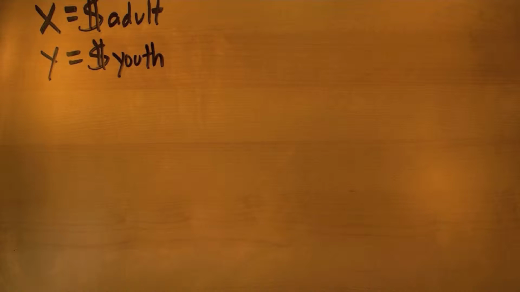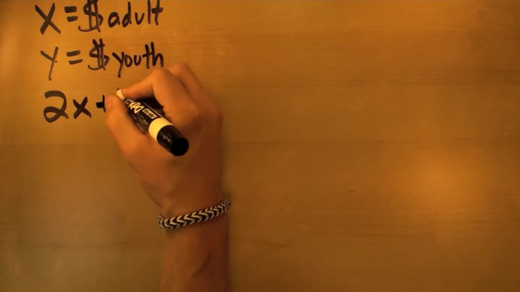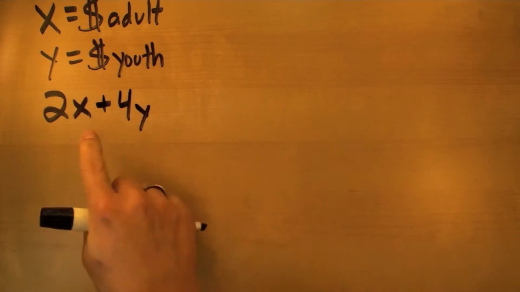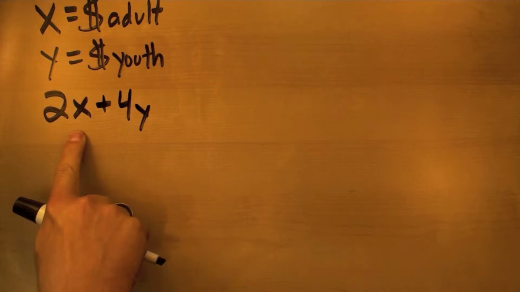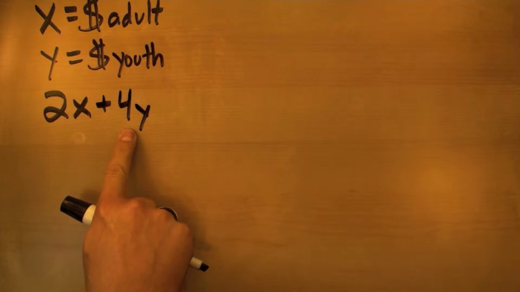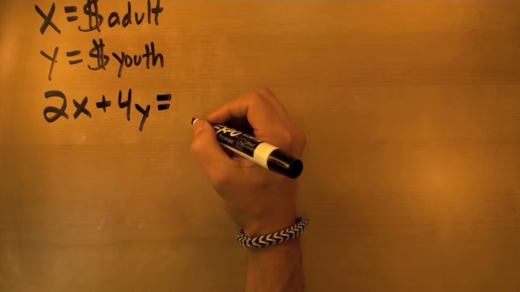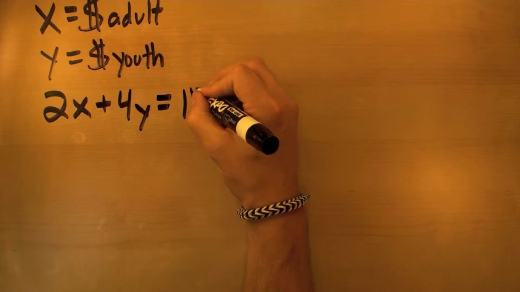So sentence 1 says, Abraham's family spent $114 on 2 adult tickets and 4 youth tickets. So 2 adult tickets would be 2x, and 4 youth tickets would be 4y. So this term gives us the amount of money spent on adult tickets. This tells us how much money was spent on youth tickets, and altogether that should equal $114.